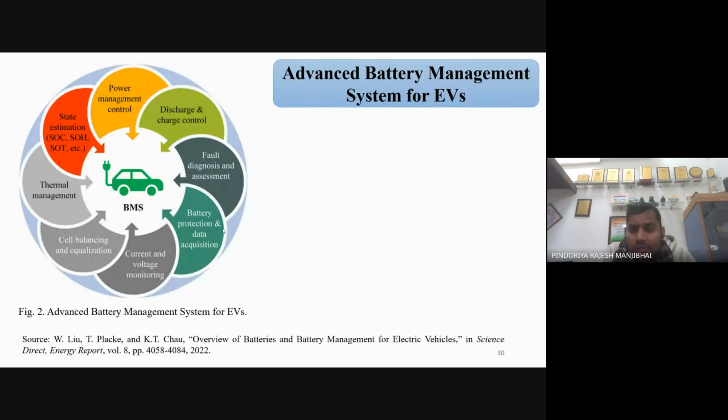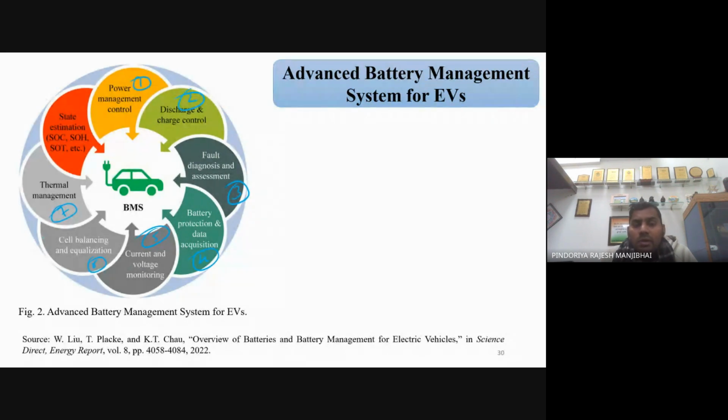Yes, BMS is an advanced battery management system. First one, there is power management control. Second, discharge and charge control. Third, fault diagnosis and assessment. Fourth, battery protection and data acquisition system. Fifth, current and voltage monitoring. Sixth, cell balancing and equalization.